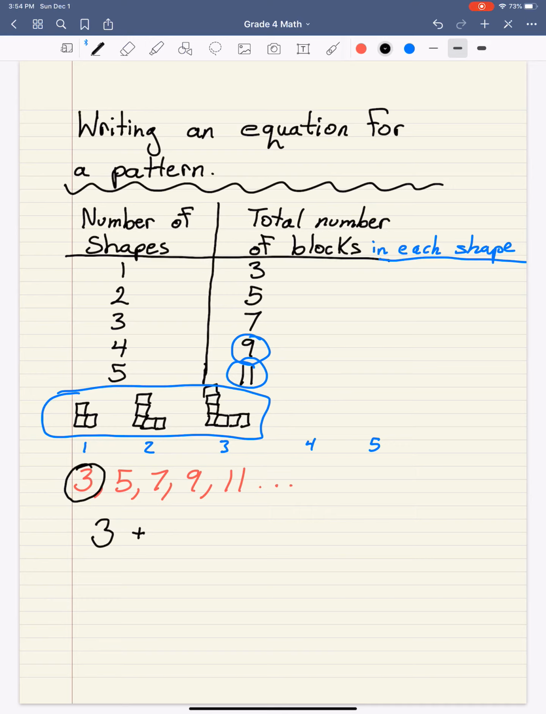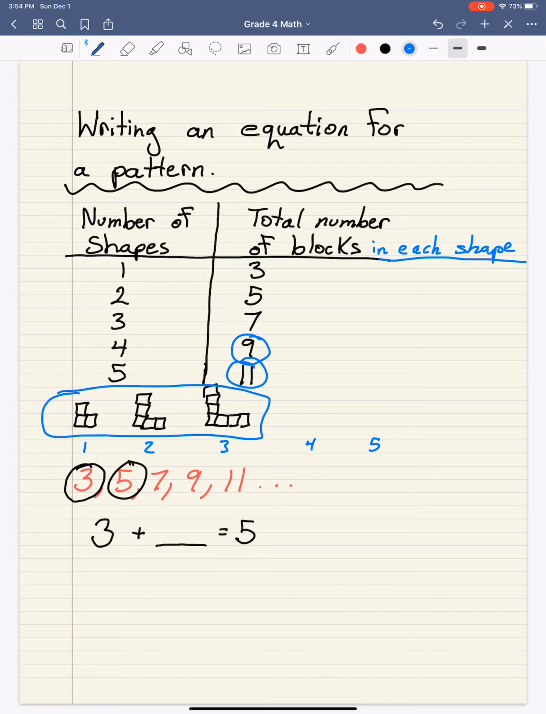So we need to add on. So in order to get from 3 to 5, we are adding something. So 3 plus something equals the next element in the pattern, which is 5. And this is really easy to solve for.